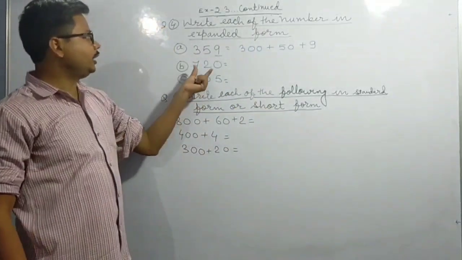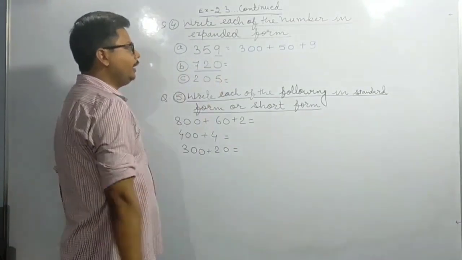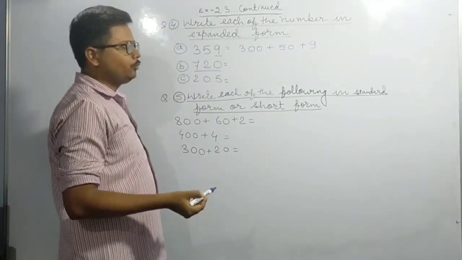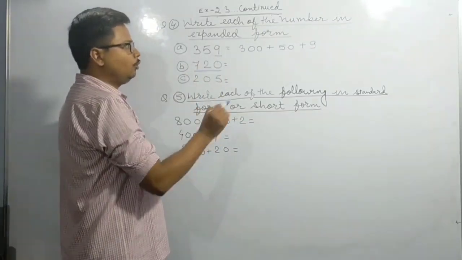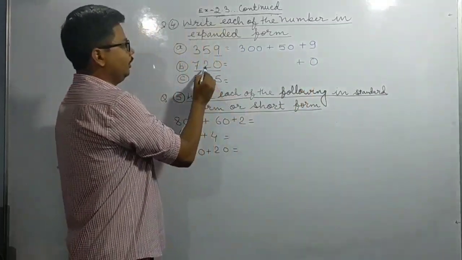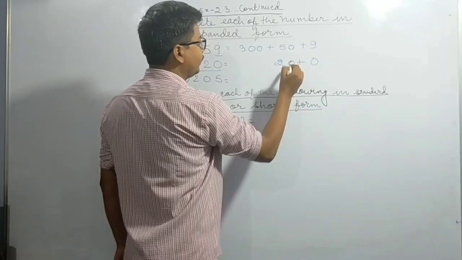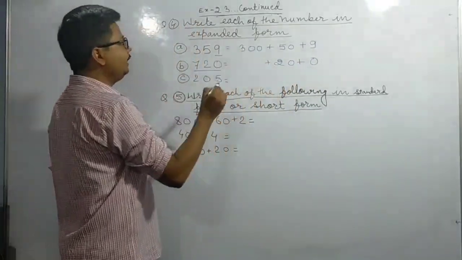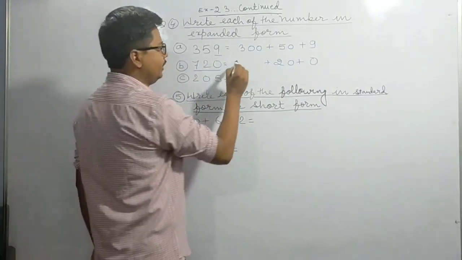Now let us come to question number B. As you can see here, the number is 720. Let us start from ones place, but in ones place 0 is there. So we have to write only 0. Again, in tens place 2 is there, so we have to write 20. And in hundreds place 7 is there, so we will write 700.